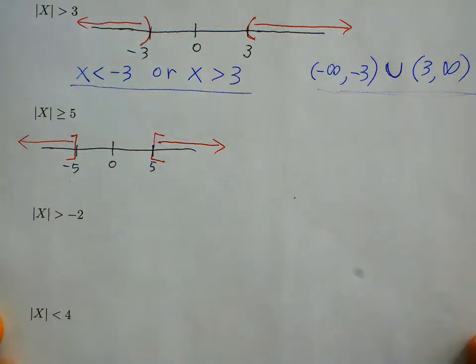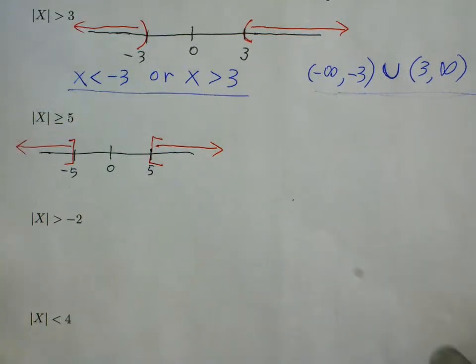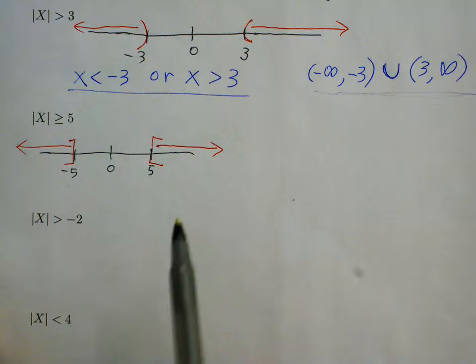So is this making sense? We're just thinking about what the definition of the absolute value is. The absolute value of a number is the distance that number is from 0. But we use positive numbers to measure distance.